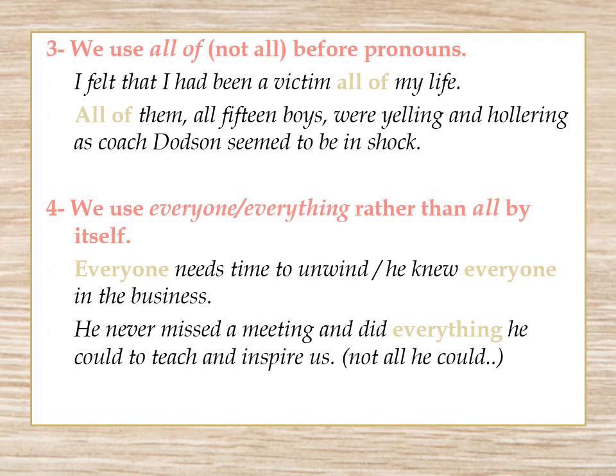We also use all of, not all, before pronouns. For example, I felt that I had been a victim all of my life. We don't say, I felt that I had been a victim all my life. Another example, all of them, all 15 boys, were yelling and hollering as Coach Dodson seemed to be in shock. We can't say all them.